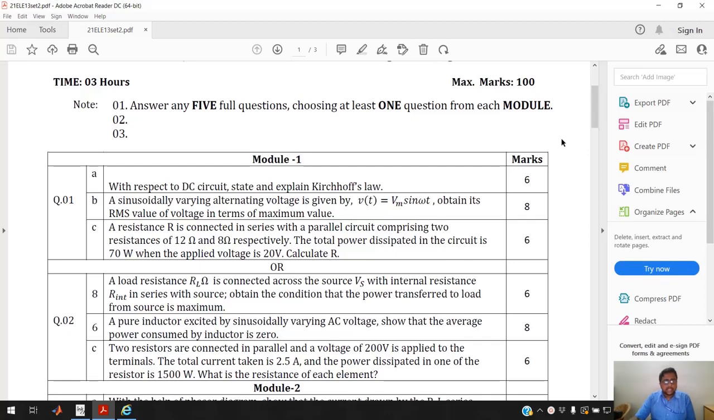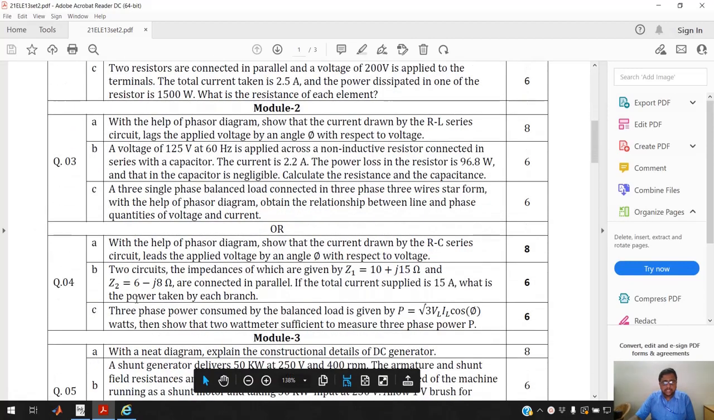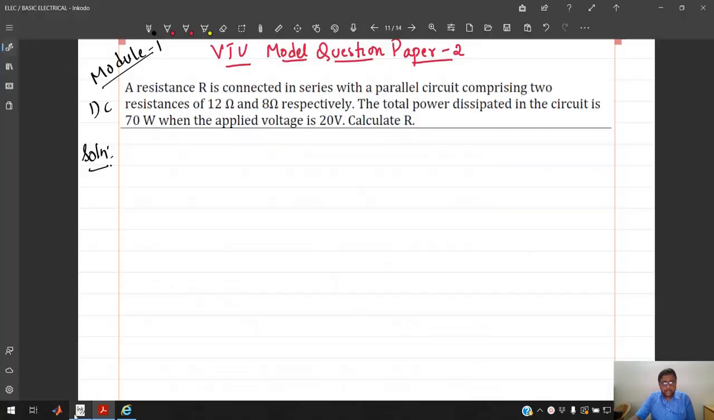So coming back to VTU model question paper 2, I have solved problems of 1C, 2C, 3A, 3B, as well as 4B from module 1 and module 2. Coming back to 1C, that is a module 1 question.